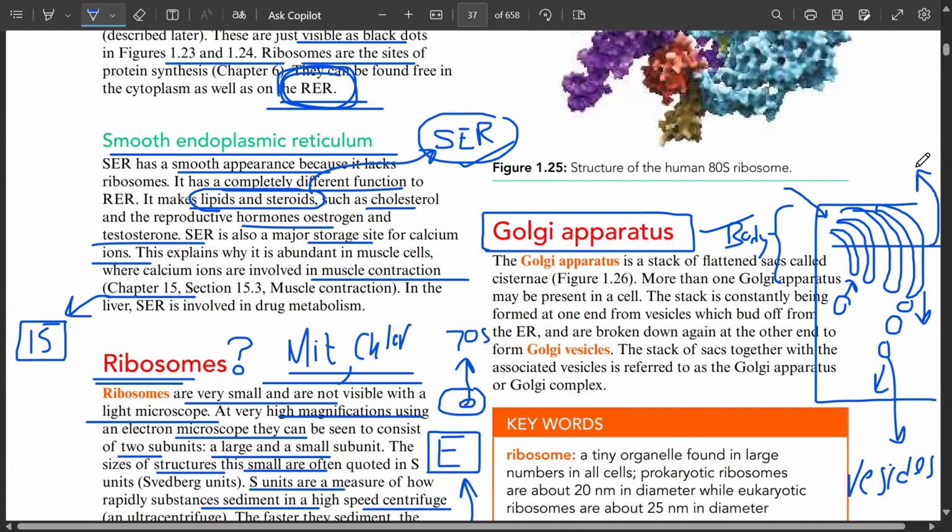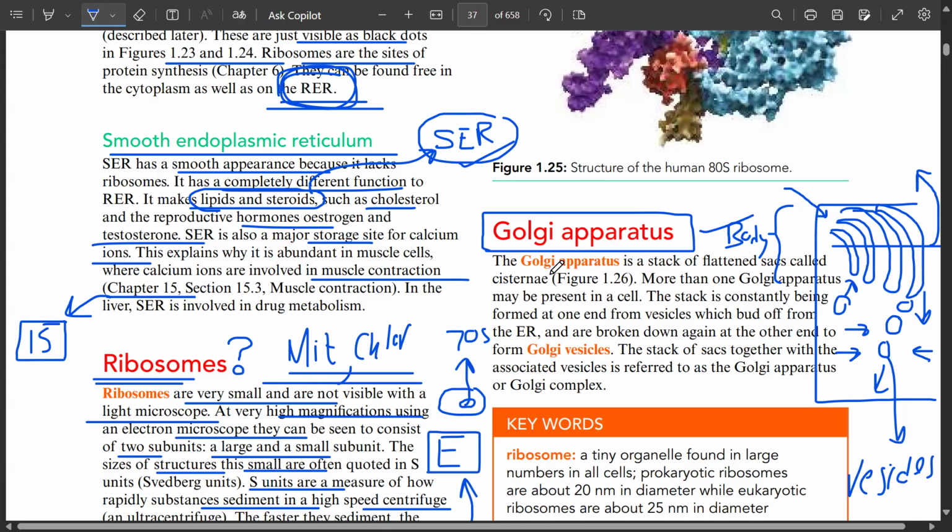Golgi apparatus is responsible for what? Transport and modification of protein. Once the Golgi apparatus modifies the protein produced by the rough endoplasmic reticulum ribosomes, it sends off the protein to its desired location by transporting vesicles. Got it?